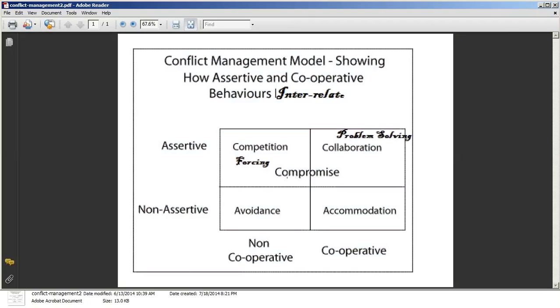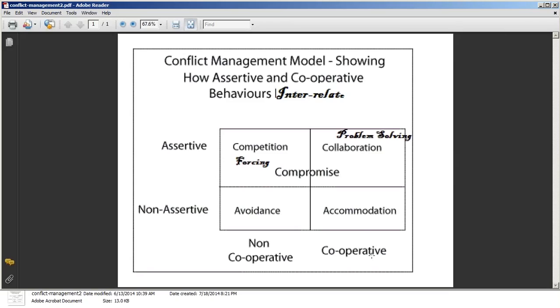Compromise is give and take essentially. So it is essentially between assertive and non-assertive, the middle of that, especially cooperation also. It is between non-cooperation and cooperation. This is less cooperative and this is fully cooperative, less assertive and assertive. So that is the axis that is shown.